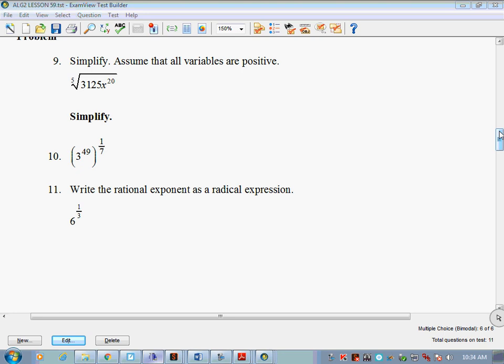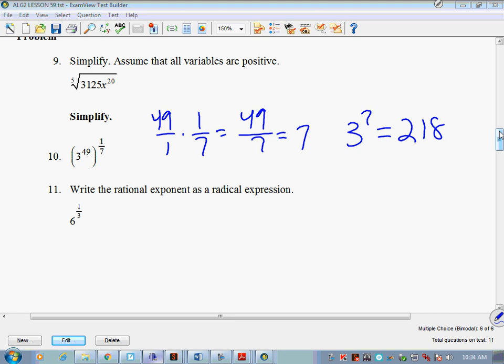All right. And we have 3 to the 49ths to the 1/7. What am I going to do with the 49ths and the 1/7? Multiply them. So we're doing 49 over 1 times 1/7, which is 49 divided by 7. What's 49 divided by 7? 7. So I'm getting 3 to the 7th. What is 3 to the 7th? 2,187.